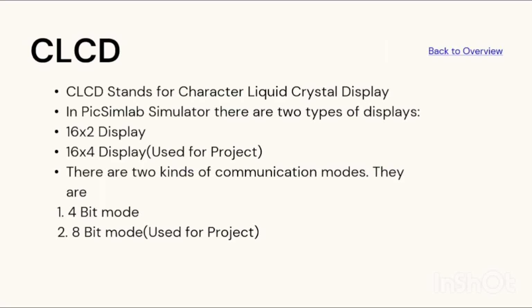Next one, CLCD. CLCD stands for Character Liquid Crystal Display. In the PIC SimLab simulator, there are two types of displays: 16 cross 2 display, and the next one is 16 cross 4 display. We are using this in this project. There are two kinds of communication modes: one is 4-bit mode and the other is 8-bit mode. Here in our project, we use the 8-bit mode only.